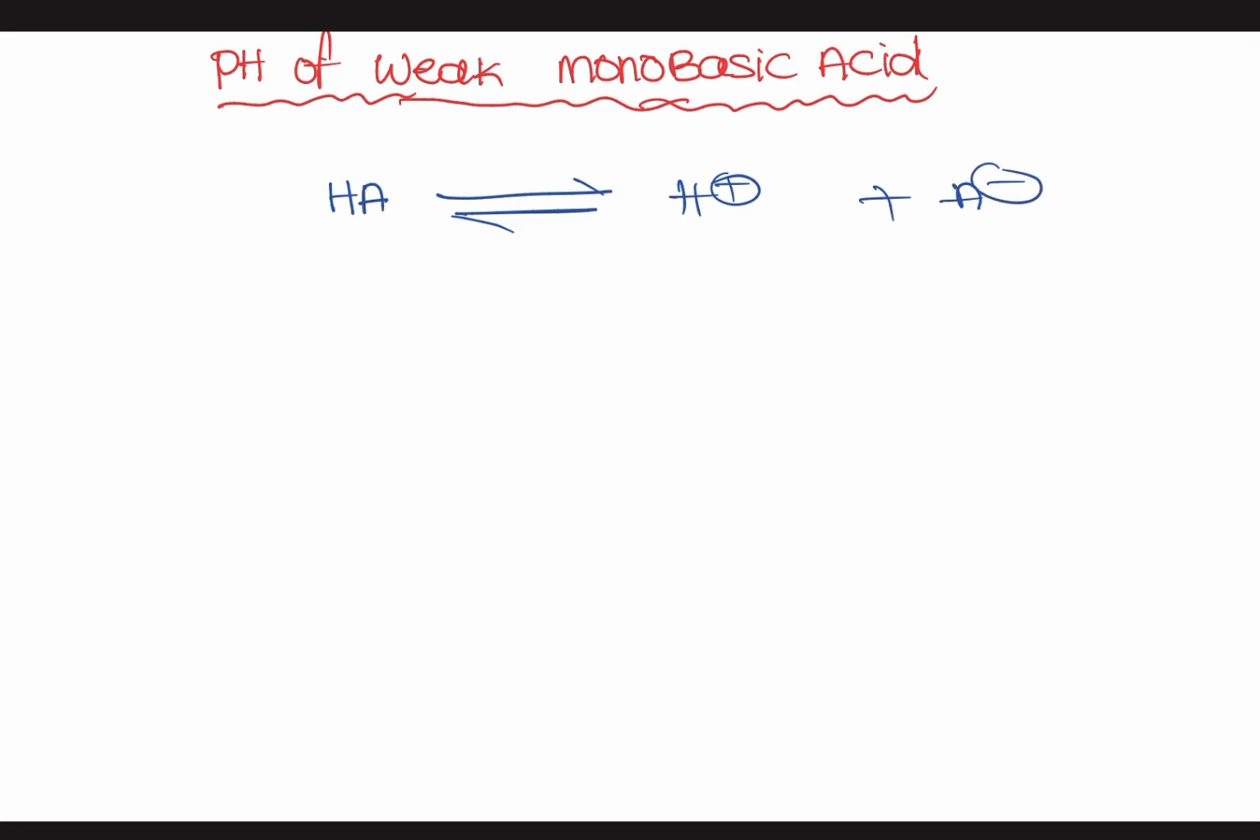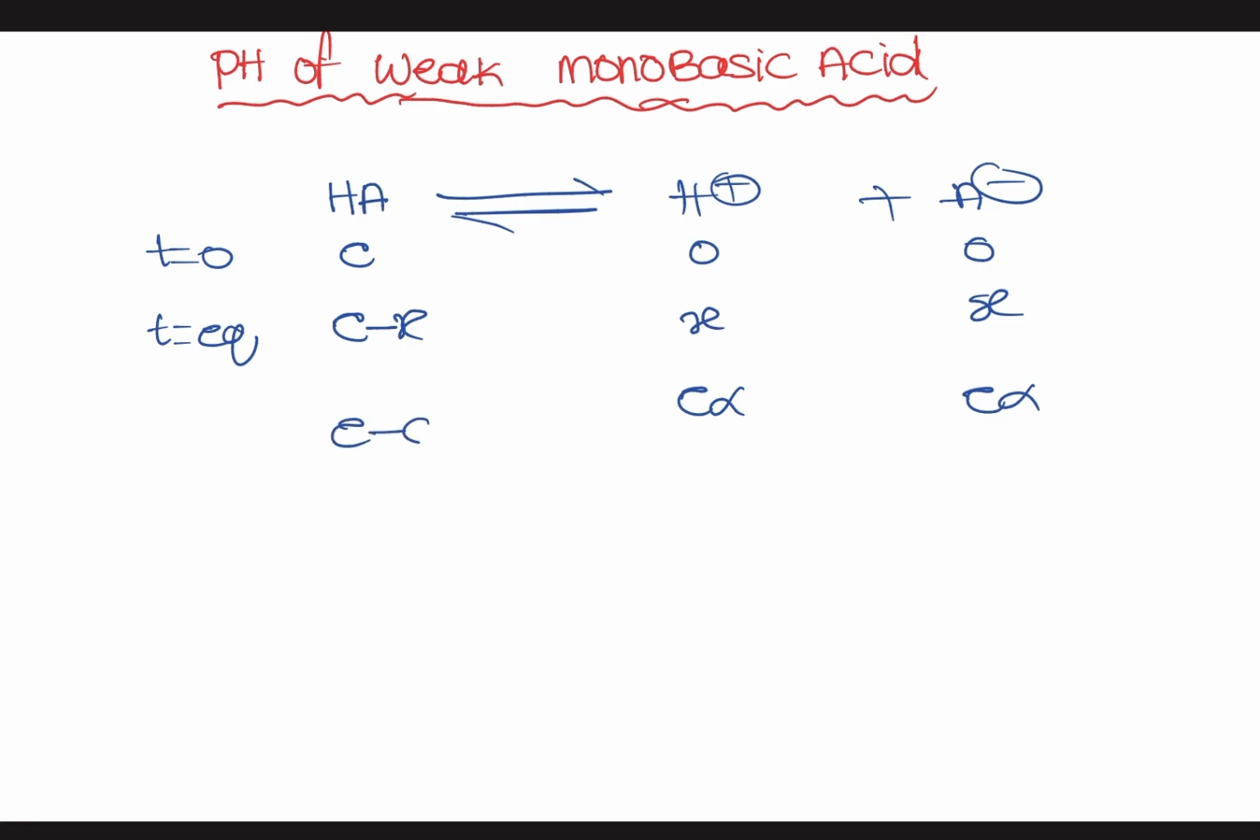The initial concentration of HA will be C. So the H+ concentration is equal to 0, and the A- concentration will also be 0. At the time of equilibrium, some amount of the acid will be dissociated. Let us say that amount is x. So the same amount of H+ and A- will be formed. Right now I am considering the formation of H+ as C alpha, and A- will also be C alpha. Whatever acid is left at the time of equilibrium is C minus C alpha.